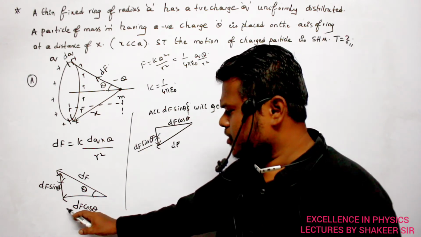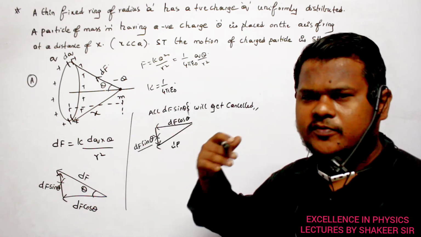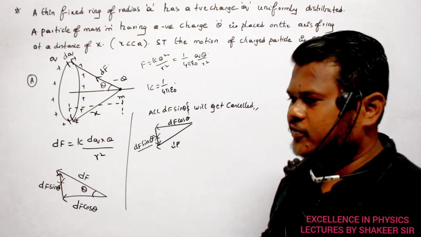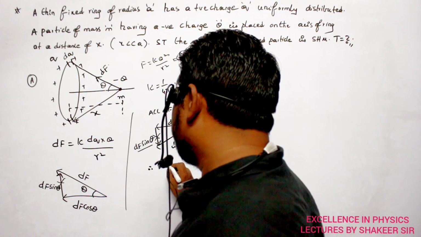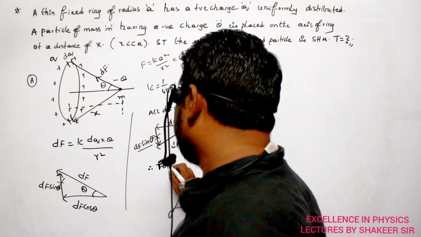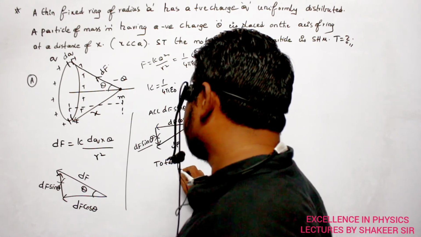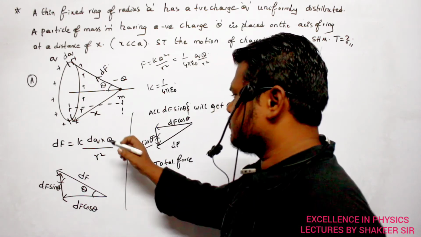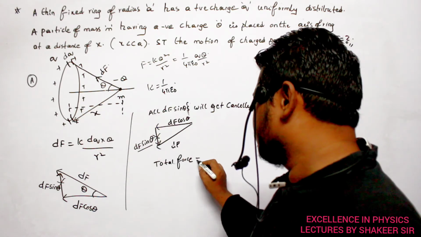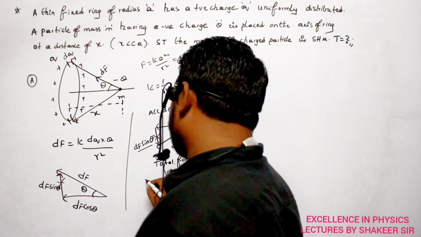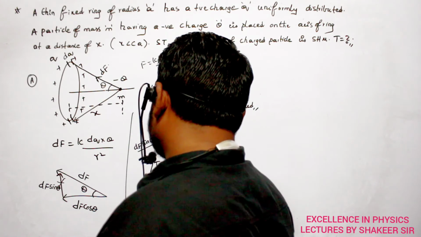But what is the direction of df cos theta? Df cos theta is in the same direction. So all df cos thetas will add up with each other. Clear? So what is the total force? How can I calculate? Total force means force of attraction between this ring and this negative charge. That is equal to F, and F is equal to integration of df into cos theta.